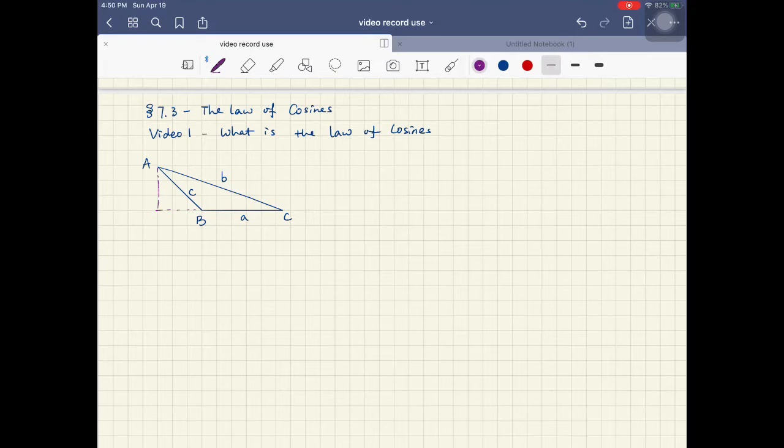When I draw a line from A to the extended point, I'm able to form a 90 degree angle. I'm going to call this point D. Now I'm going to label some things. I'm going to label AD as Y, and then the distance between D and B is going to be X.